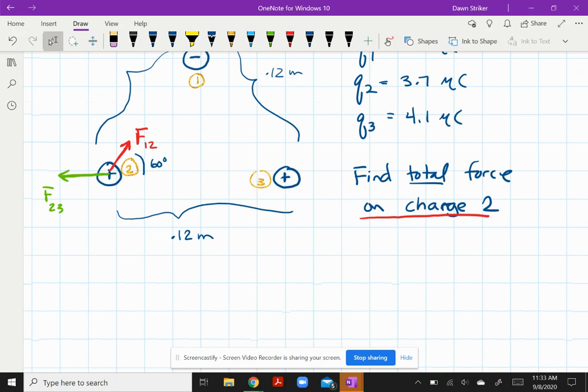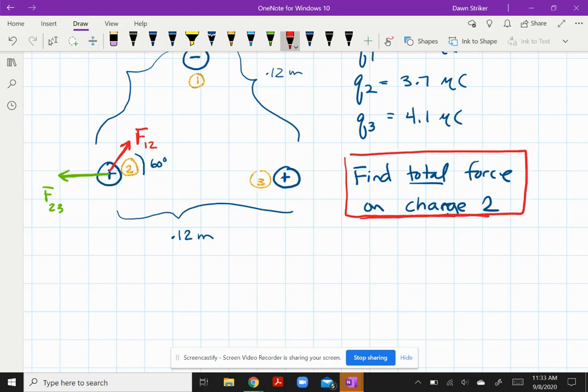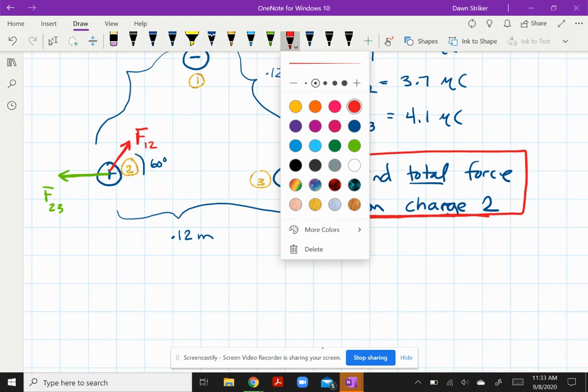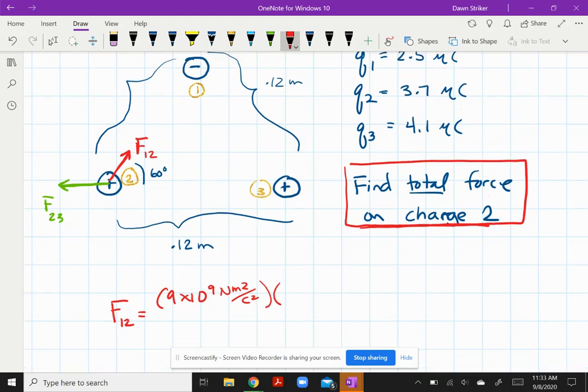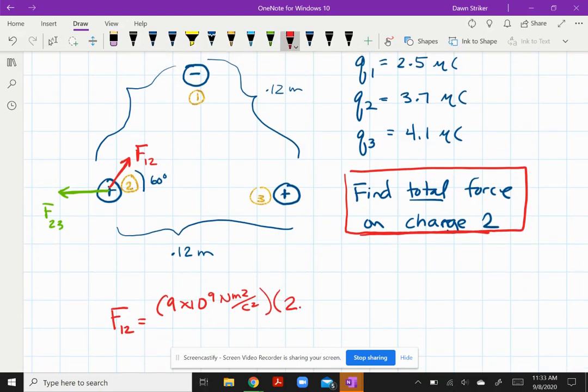So the next step in finding the total force on charge 2 would be to figure out what those individual forces are. And so I'm going to work in order. F12 is going to be 9 times 10 to the 9, that's the K value, newton meters squared per coulomb squared, times the two charges. What is charge 1 and charge 2? So 2.5 microcoulombs, and then 3.7 microcoulombs.